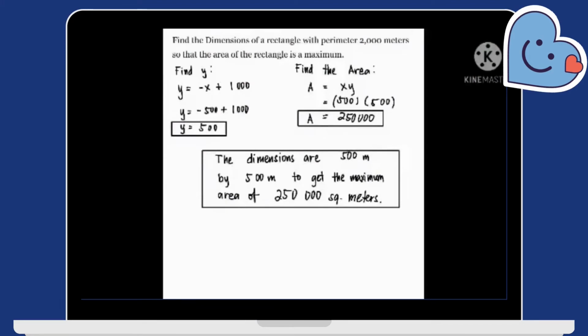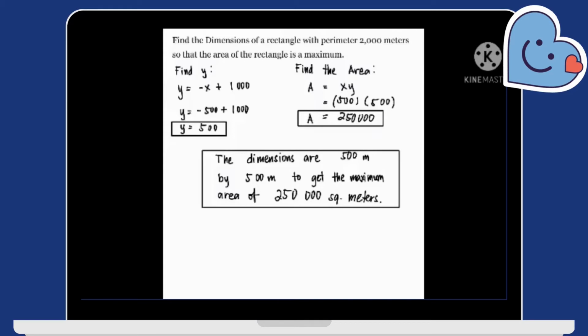Find y. y equals negative x plus 1000. The value of negative x is negative 500. So y equals negative 500 plus 1000. Since 500 is negative, instead of adding it, we'll be subtracting it. So y equals 500.